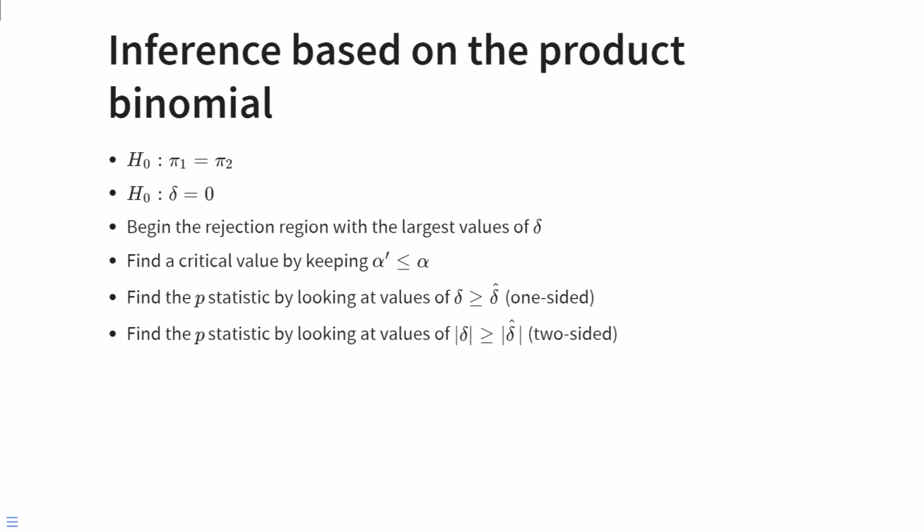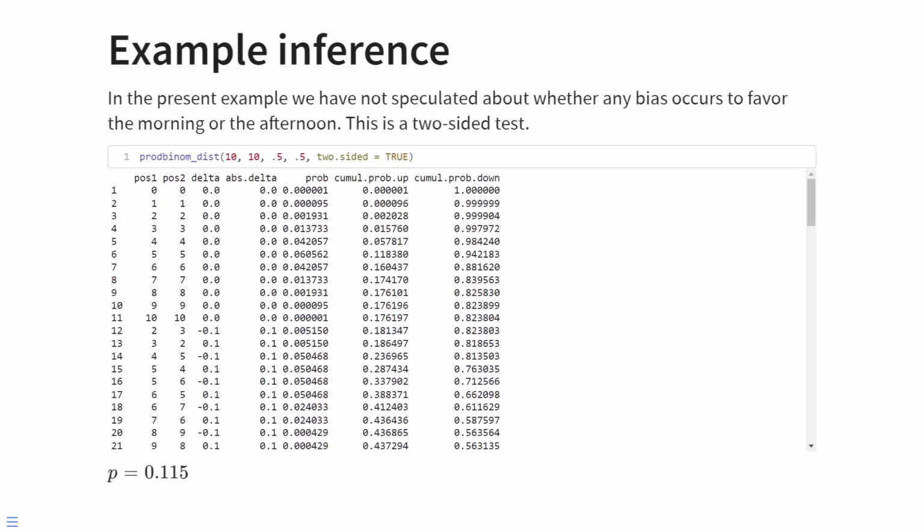We find the p-statistic. We could actually bypass the critical value and go right to the p-statistic by looking at the values of delta that are greater than or equal to delta hat for a one-sided upper tail test, or less than or equal to delta hat for a one-sided lower tail test. Or if we want to find the p-statistic by looking at the absolute values of delta that are greater than or equal to the absolute value of our observed delta, we can get a two-sided test. So let's try that. Let's see this in action.